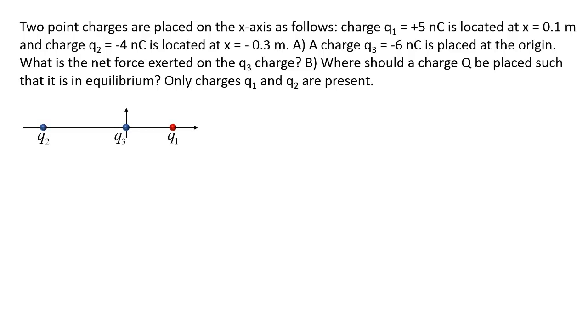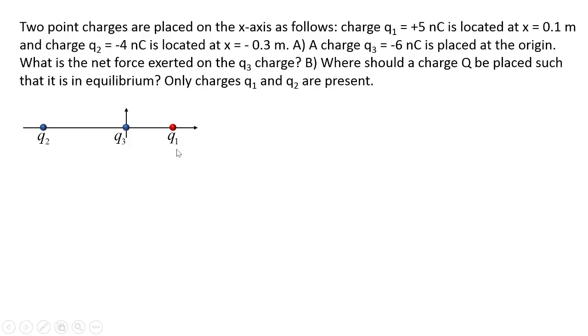We have three charges. Charge Q1 placed at 0.1 meters with respect to the origin. Charge Q2 placed at minus 0.3 meters with respect to the origin. And charge Q3 negative, the same as charge Q2, placed at the origin. Charge Q1 is positive. We need to find the net force exerted on the Q3 charge. Charge Q1 will exert the force on charge Q3, and charge Q2 will exert the force on charge Q3.